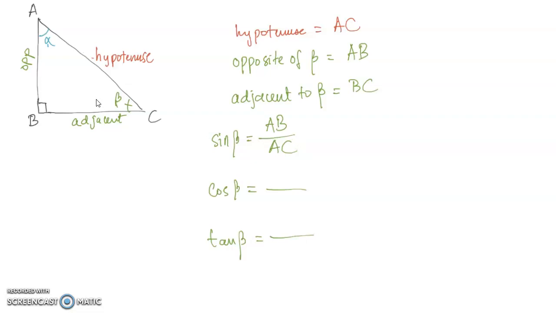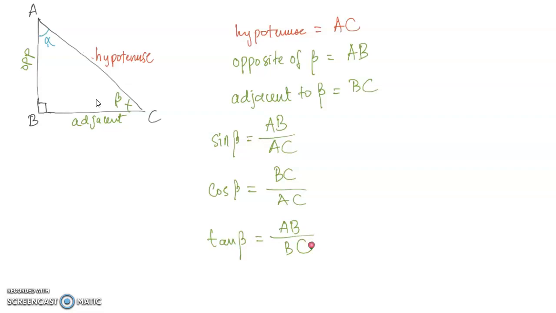So cosine beta would be equal to what? Adjacent to beta would be BC divided by hypotenuse AC, and then the tangent of beta would be the opposite divided by adjacent. So opposite of beta would be AB divided by adjacent to beta, which would be BC.